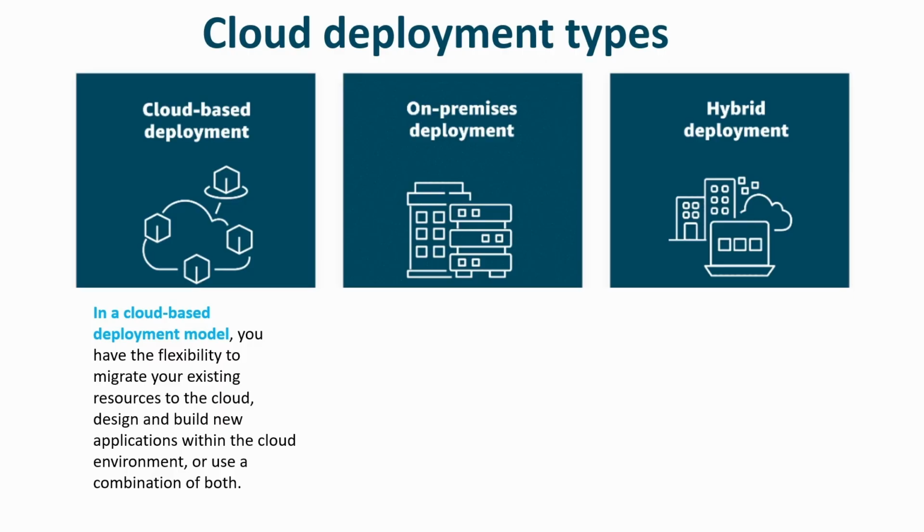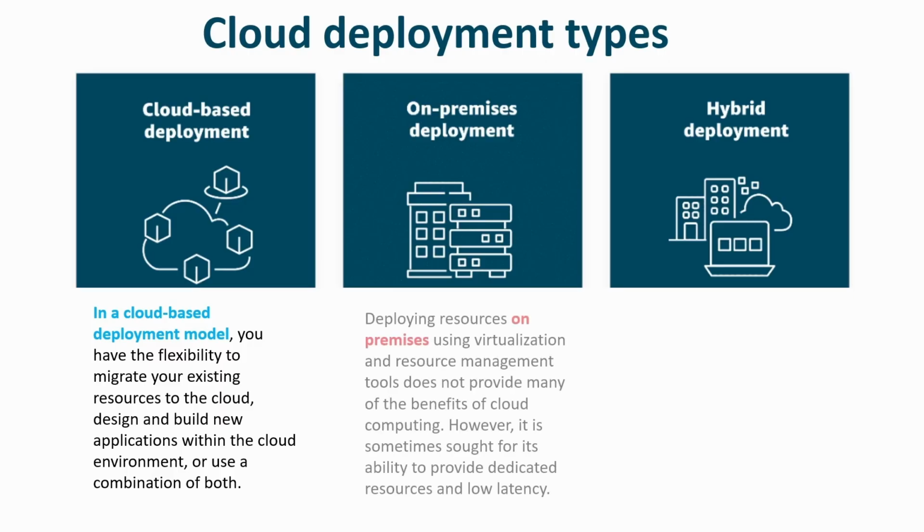Second is on-premise deployment. Deploying resources on-premise using virtualization and resource management tools does not provide many of the benefits of cloud. However, it is sometimes sought for its ability to provide dedicated resources and low latency. In most cases, this deployment model is the same as legacy IT infrastructure while using application management and virtualization technologies to try increasing resource utilization.